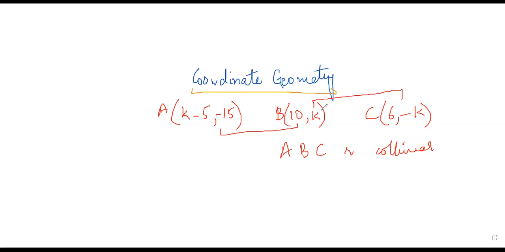Wait, so we find the value of A and B first? Do I first do A and B and then B and C? You just need to find the gradient of AB, and then find the gradient of BC, then equate them both because you'll be getting gradients in terms of k.